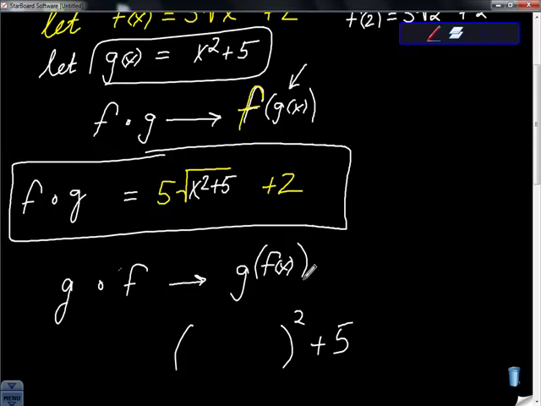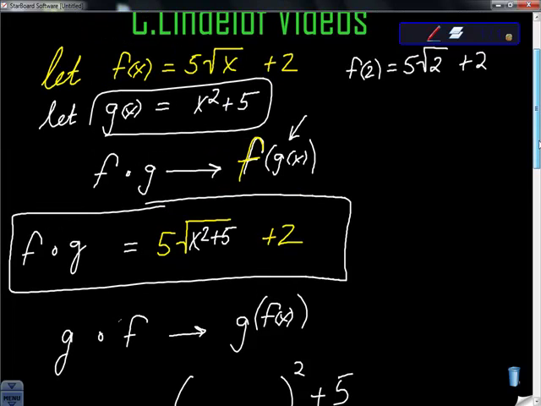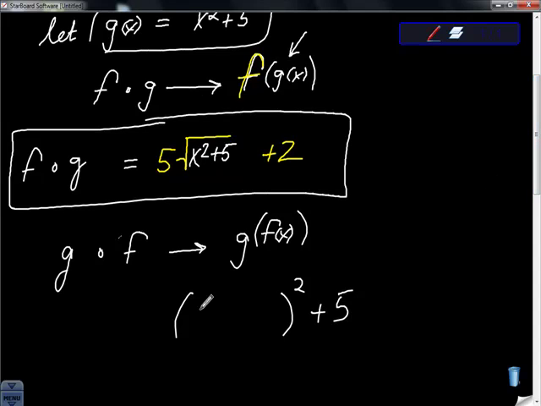This square right here is this square right here. This plus 5 is this plus 5. And it says here that every place I found x, I want to put in f of x. Well, f of x was equal to 5 times the square root of x plus 2. So 5 times the square root of x plus 2.